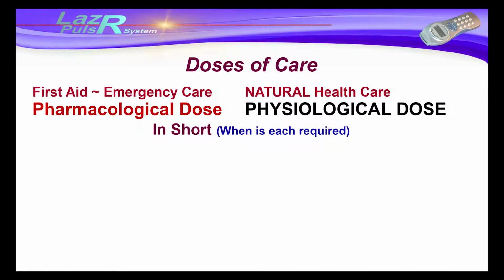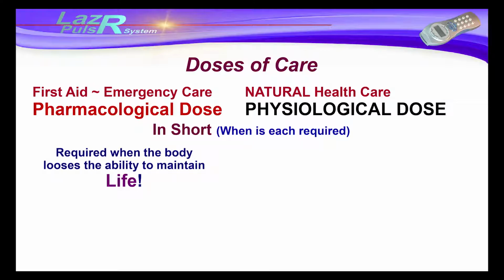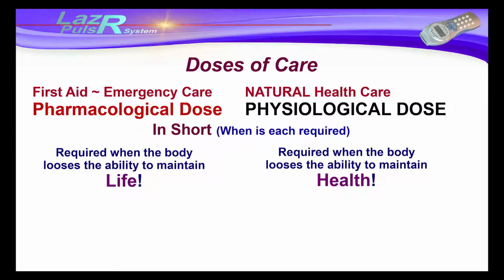So how do you decide which dose of care your patient needs? Simply put, a patient needs a first aid dose of healthcare when they can no longer maintain life or require external assistance to heal an injury properly in their current state. And they require natural health care when they can no longer maintain health in their current state.